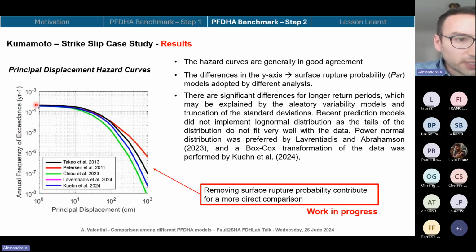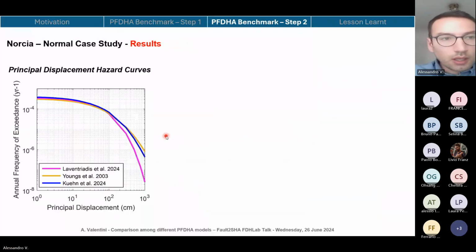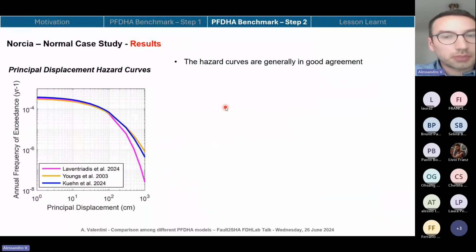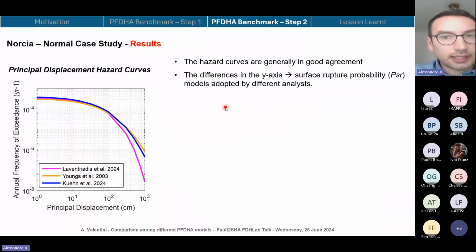And you can see they start from the same point here because the occurrence rates are the same for this exercise, and then you can see that the difference starts to be much more important here, let's say for annual frequencies of exceedance higher than 10⁻⁵. Okay, this is the NORCIA case study. We could compare only three models: Lavrentiadis, Youngs, and Cohen. Again, they are in good agreement. The difference on the y-axis again is given by the surface rupture probability.